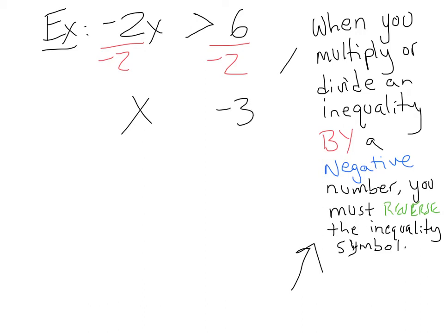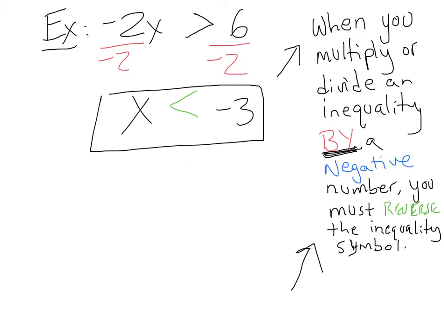However, if you pay attention to what's written here, you can see that when you multiply or divide an inequality by, and this is a key word, when you multiply or divide by a negative number, it's not that you're multiplying or dividing a negative number, it's when you multiply or divide by a negative number. What you're doing to both sides is dividing by negative 2 here. That's why we're going to reverse this inequality sign and read it x is less than negative 3 for your final solution. And you can always check yourself.